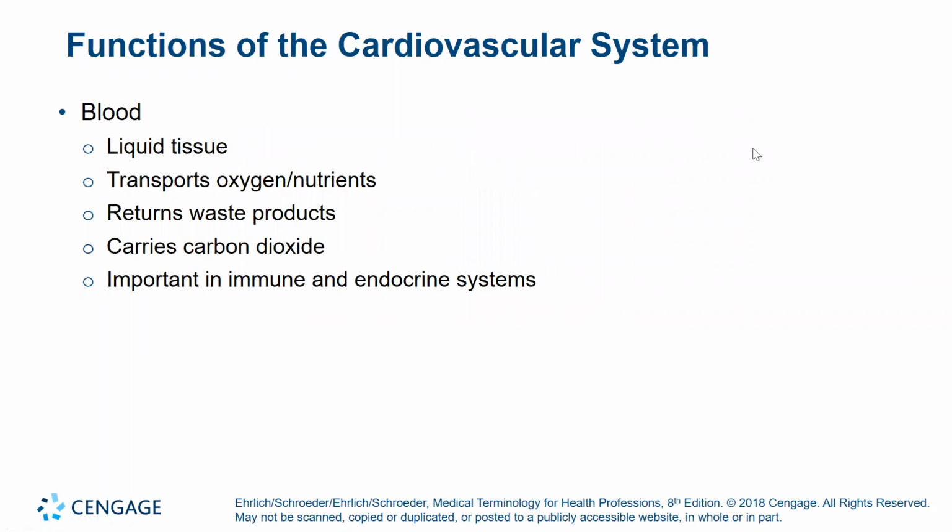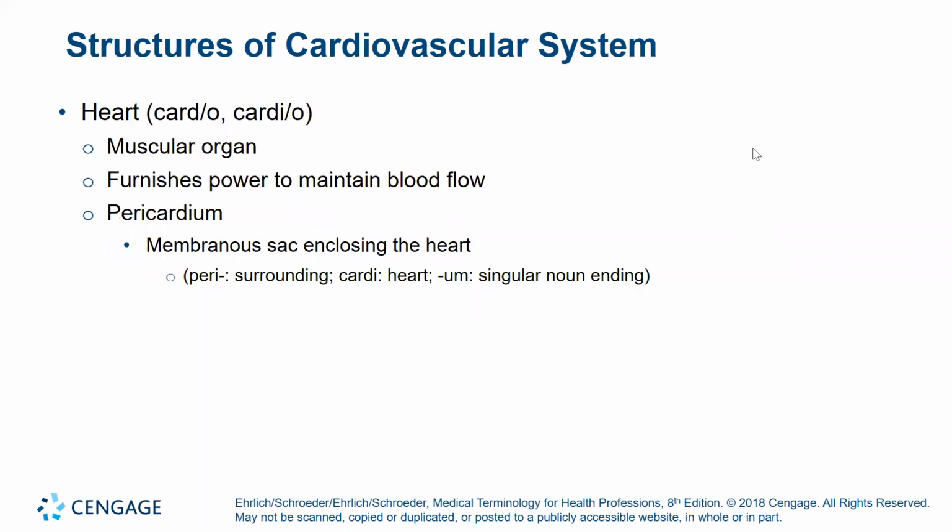The functions of the cardiovascular system, obviously we have the blood. This is liquid tissue. It transports oxygen and nutrients. It also returns waste products. It carries the carbon dioxide, and it is very important in immune and endocrine systems.